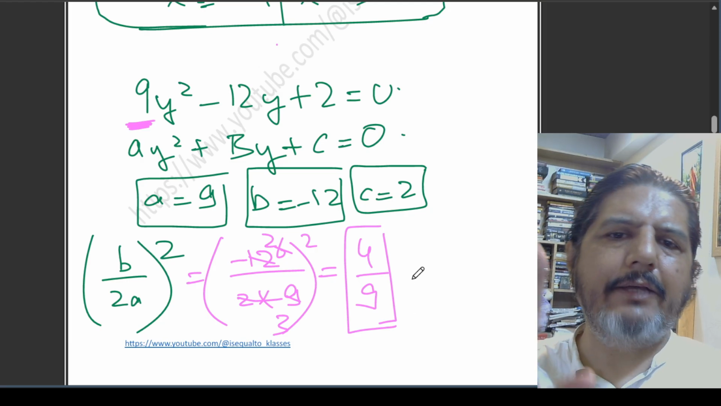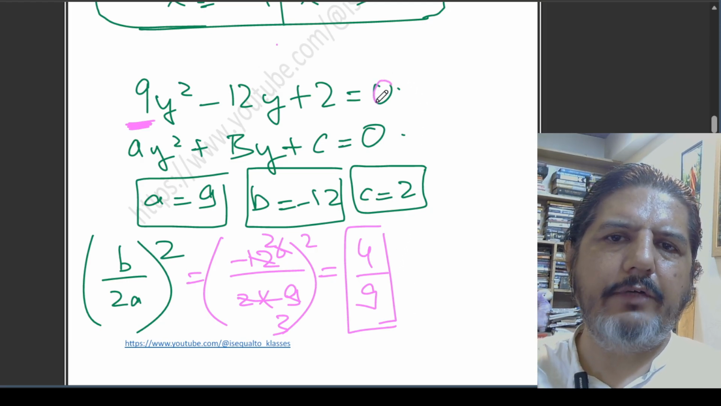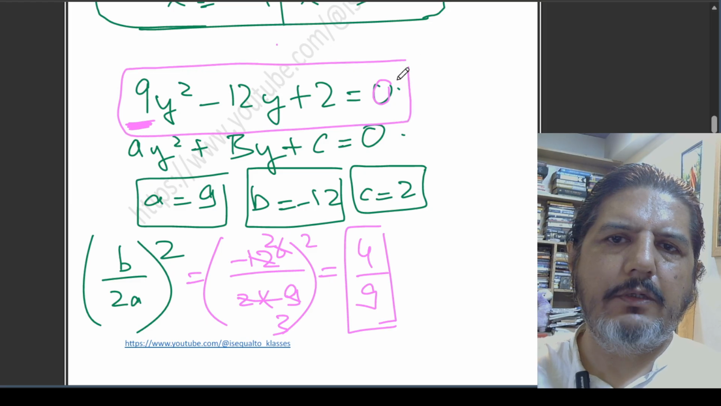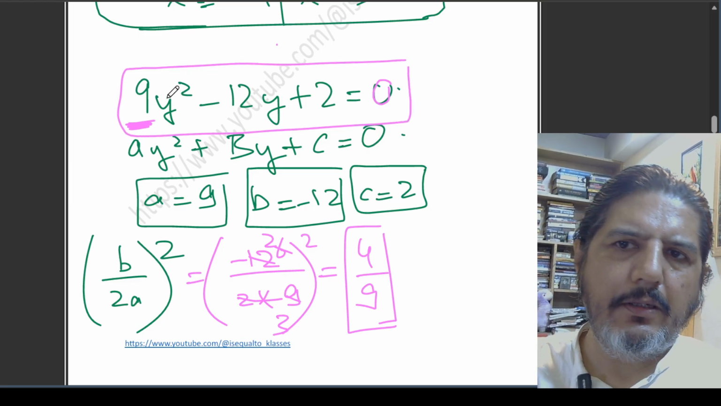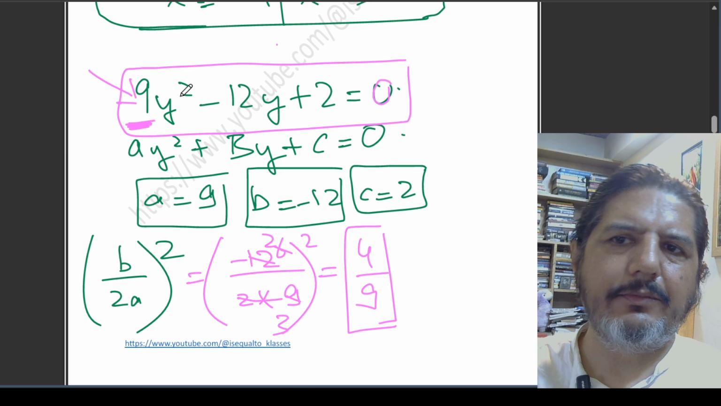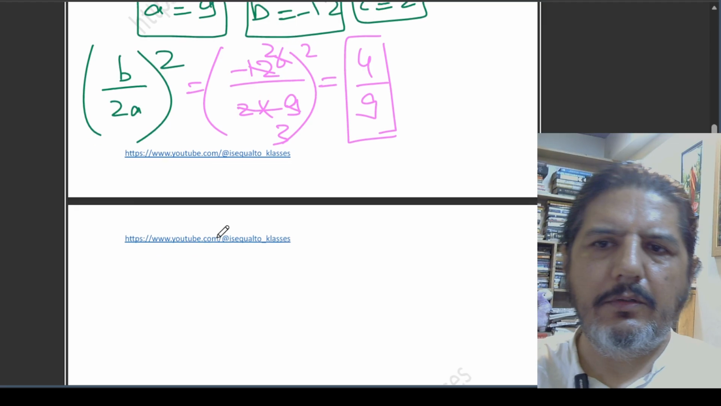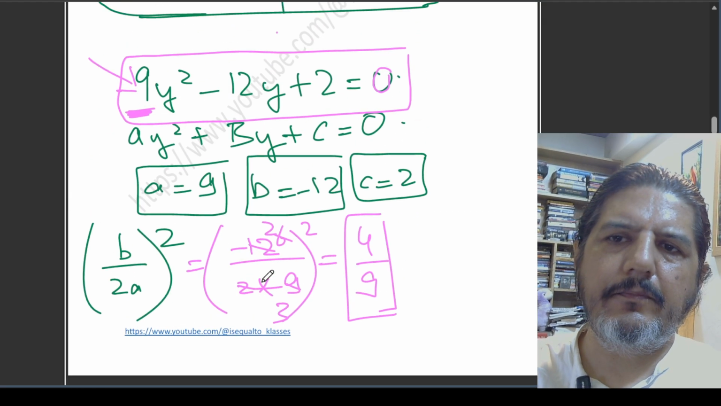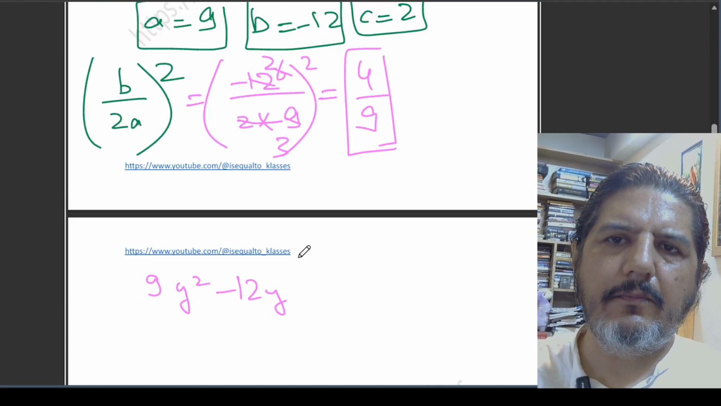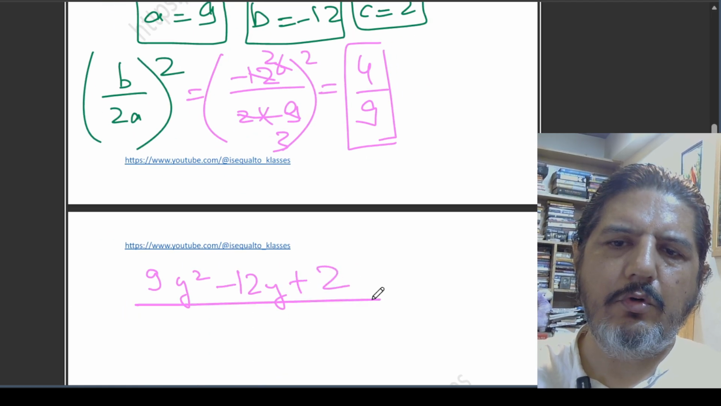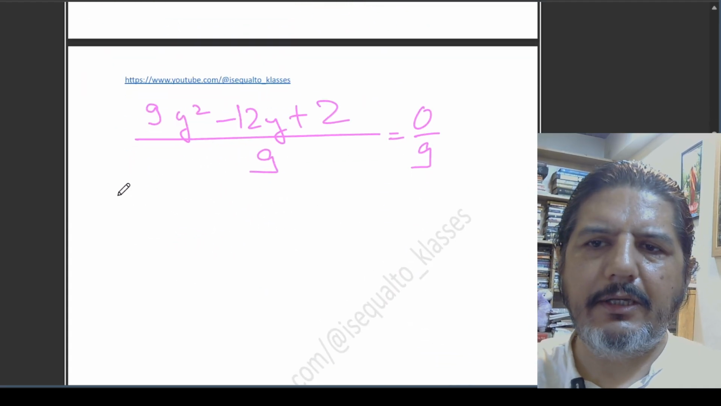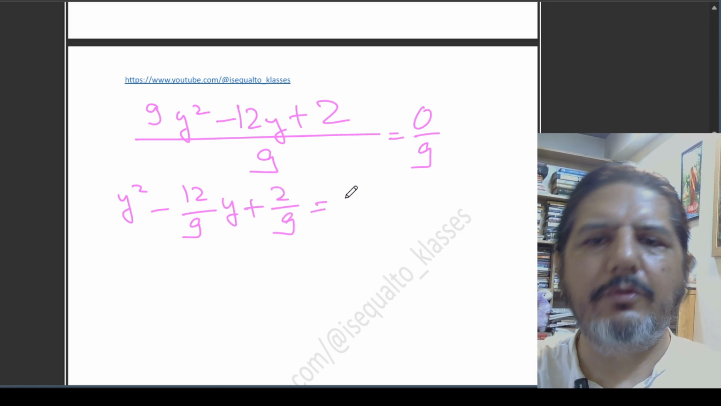So 4 upon 9 has to be added to both sides of our equation after ensuring that the coefficient of y square is equal to 1. So how do we make this 9 disappear? We make this 9 disappear by dividing both sides of this equation by 9. What do we do? 9y square minus 12y plus 2 whole upon 9, and this is 0 upon 9. So now this can be written as y square minus 12 upon 9y plus 2 upon 9, and 0 upon 9 would be equal to 0.